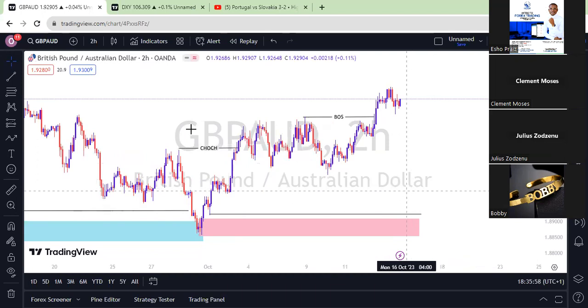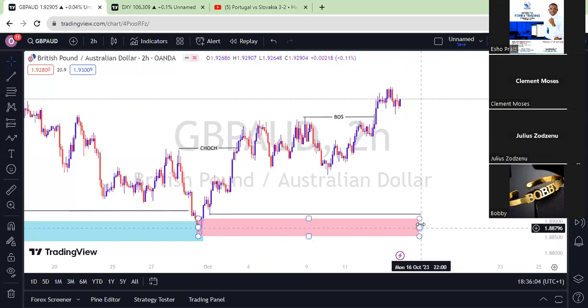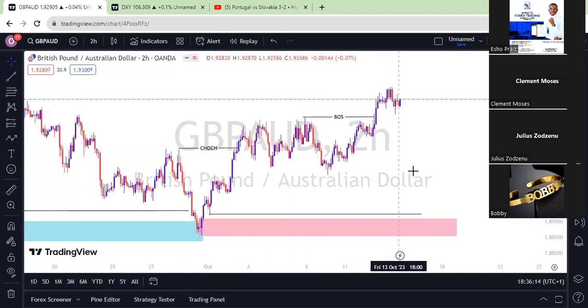Where is the order block? Okay, we have an order block here, engineered liquidity here. So either we wait for the market to come to this place before we buy.